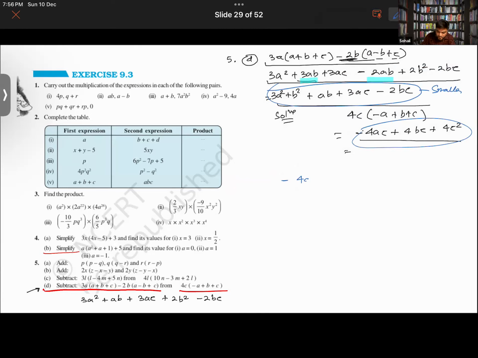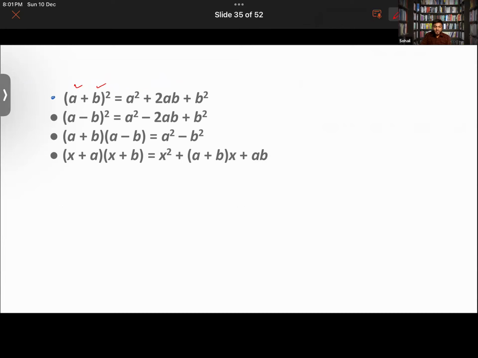How many variables are there? Two, namely A and B. So no matter what value you take for A and B, whether you take one or two, three or four, any value, it will always satisfy this equality sign. For example, 1 plus 2 whole square, that means 3 whole square, that means 9.